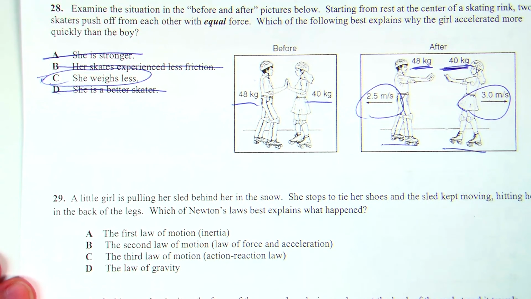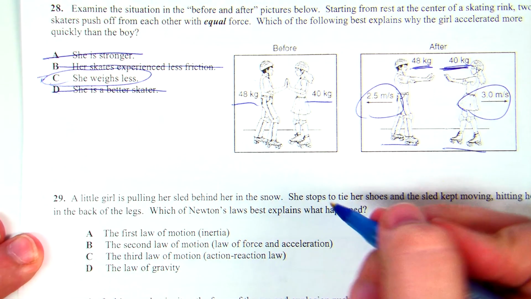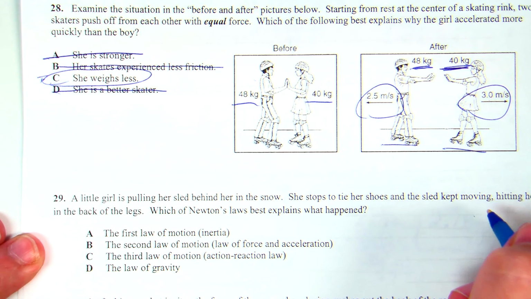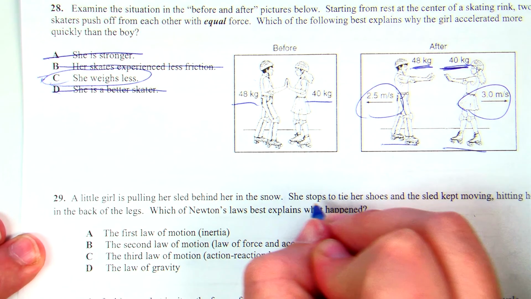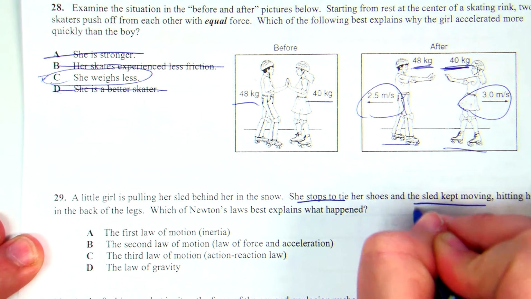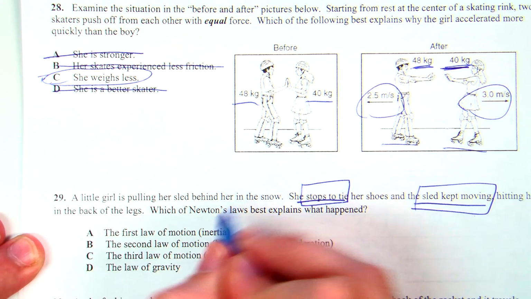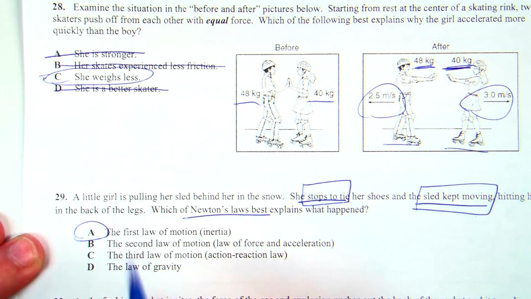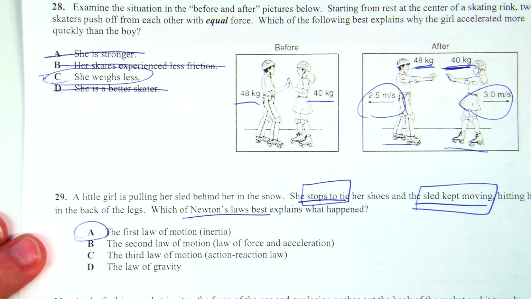A little girl is pulling her sled behind her in the snow. She stops to tie her shoes and the sled kept moving. Stops, sled kept moving. That's all you needed to see right there. Which of Newton's laws? The first law. Objects continue to do what they were doing before, unless acted on by an unbalanced force.